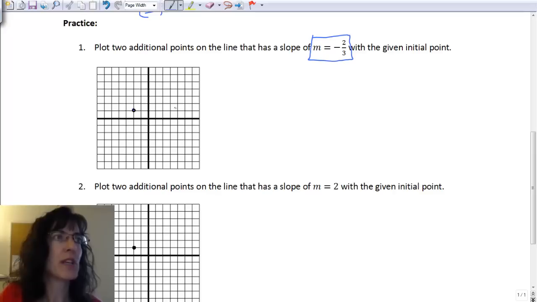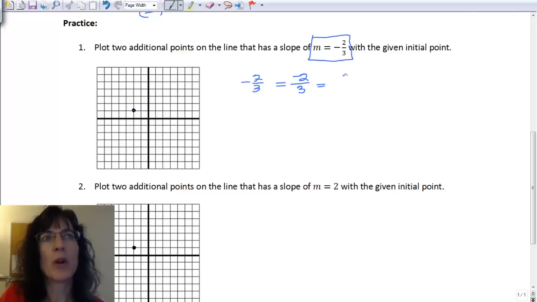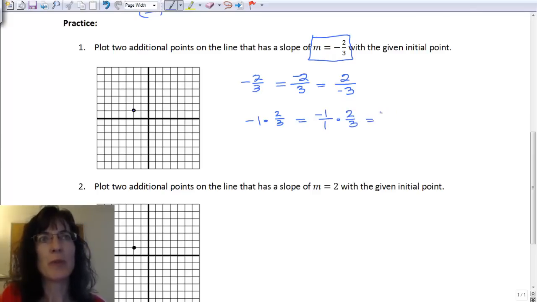So my initial point is here. My slope is -2/3, and that is the same thing. It's equivalent to -2 divided by a +3 or a +2 divided by a -3. And I can get to any of those by thinking of it as a -1 times 2/3. And then -1 I can think of as -1/1 times 2/3. And then when I multiply straight across, I have -2/3.